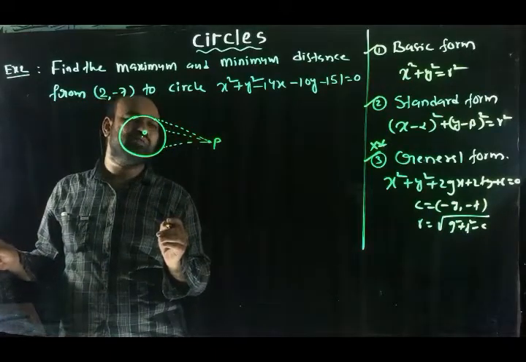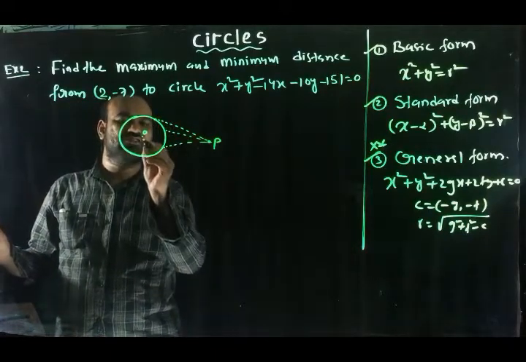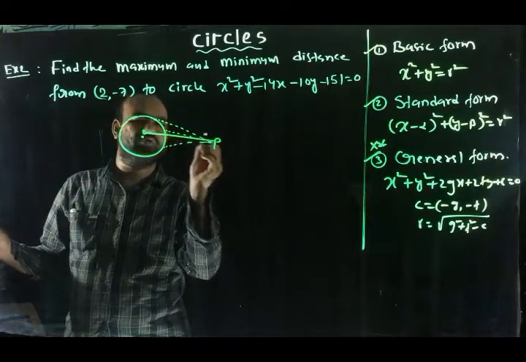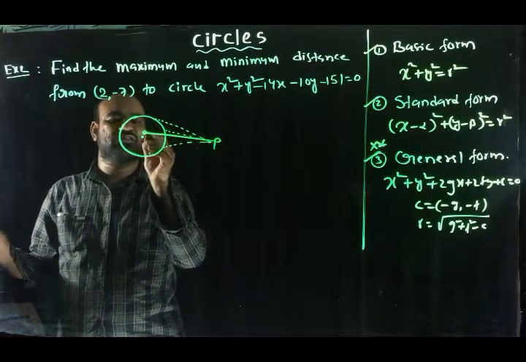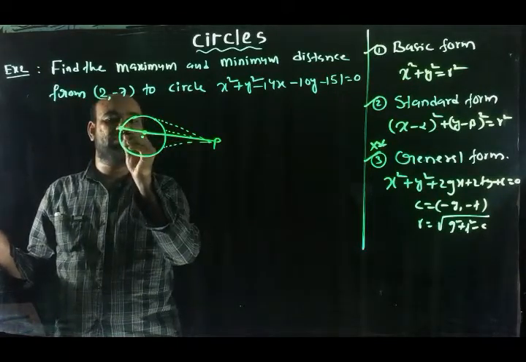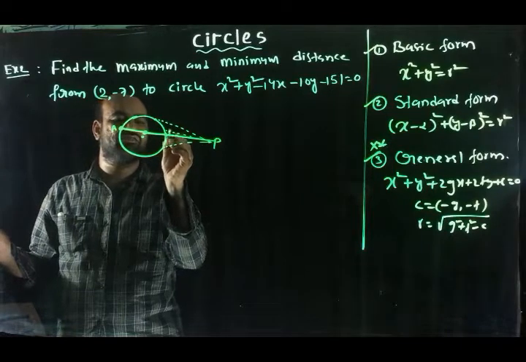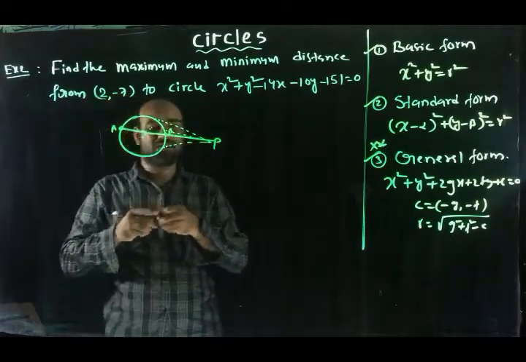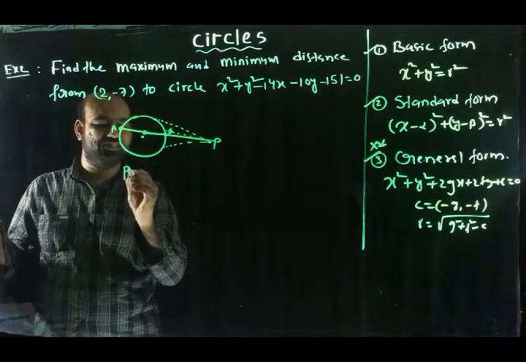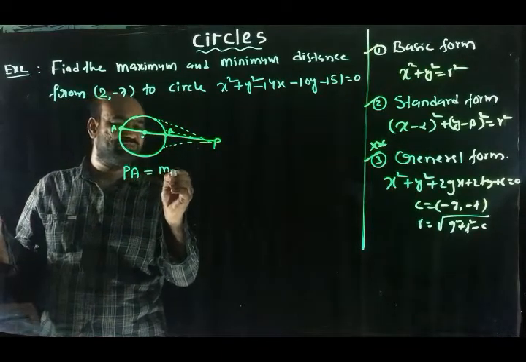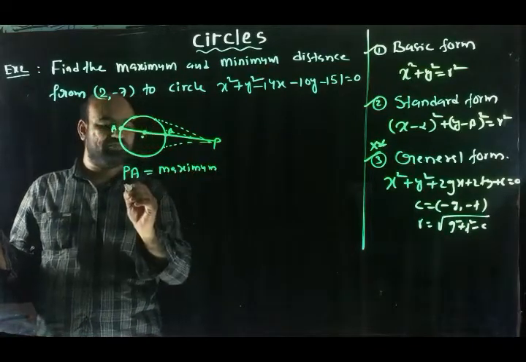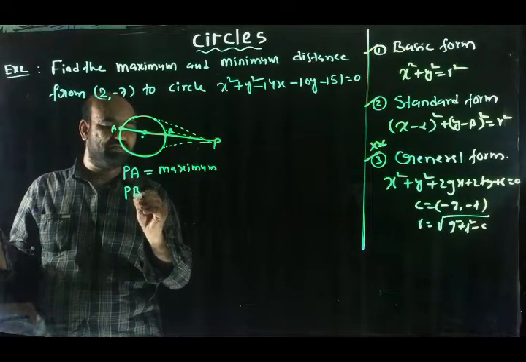The easiest way to find the minimum and maximum distance is to join the center and that point, and extend. Join the center and that point and extend. This becomes a diameter. So this point is A, this point is B now. Now simply you can say that PA is the maximum distance. PB is the minimum.